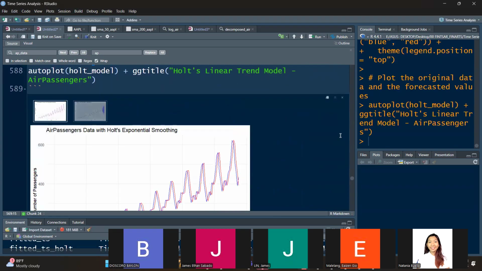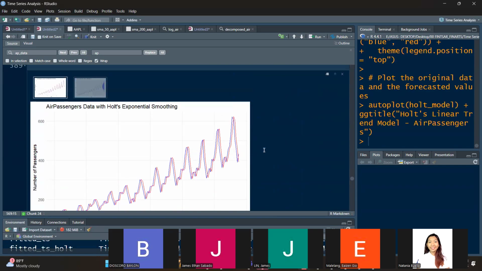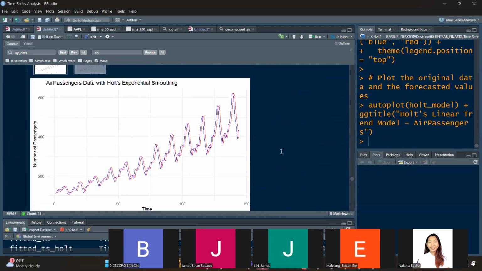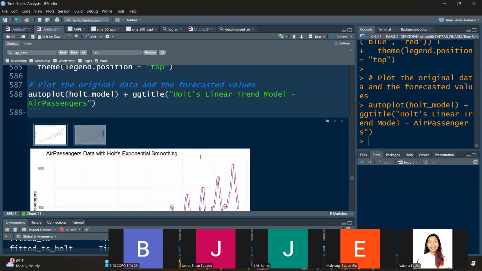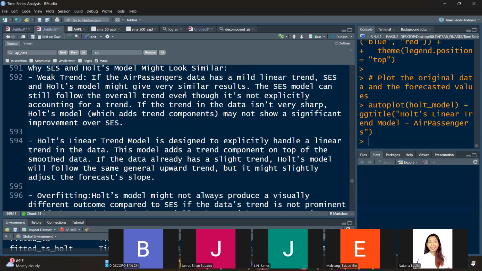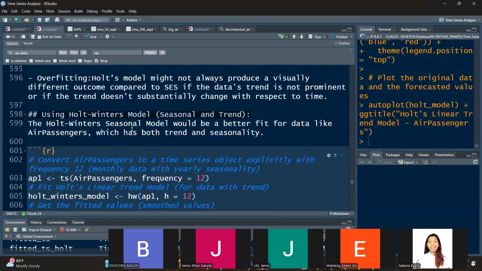If you take a look at the predicted value, the red one here is the predicted. It's quite similar to the SES, because as I said, the length of the period and our data is quite small, 144. But if we had chosen a longer data, then you would have seen the power of Holt. I have some explanation here why SES and Holt look similar. And lastly, plus this one, Holt-Winters. This takes into account seasonality and trend.